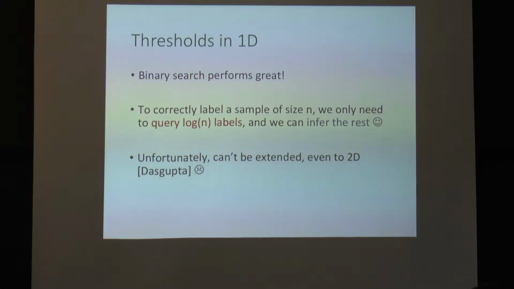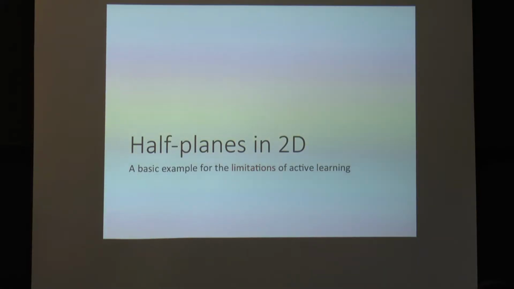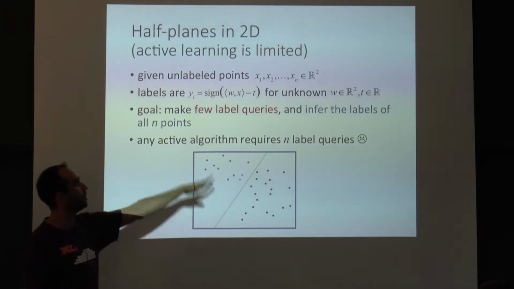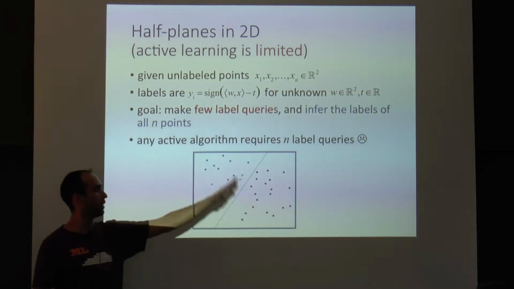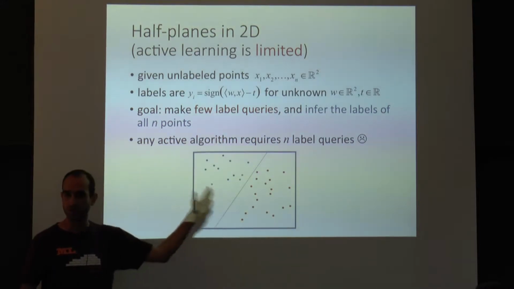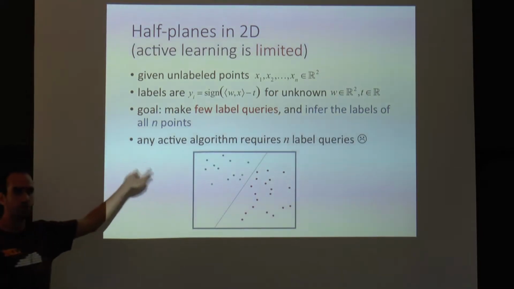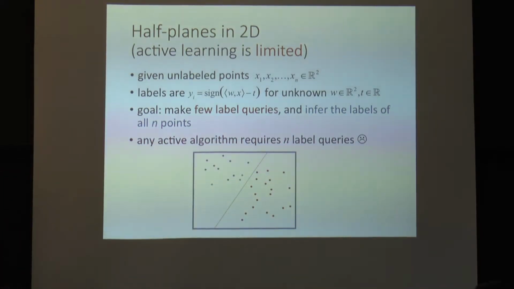Now, unfortunately, this cannot be extended even to the two-dimensional version of threshold functions, namely half-planes. So here is an example that shows why it cannot be. So what do I mean by half-planes? Now again, we're given n points in the plane, and they are labeled positively and negatively according to some unknown line that partitions them to two sets. We don't know the line, we don't know the labels. What we can do in each point is to query for one of the labels, whether it's positive or negative.